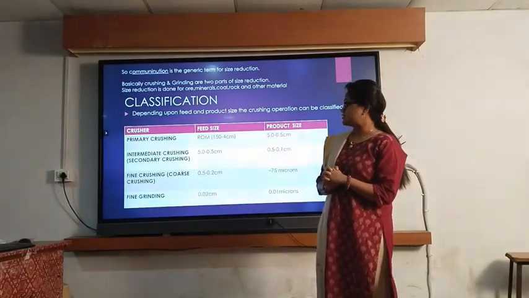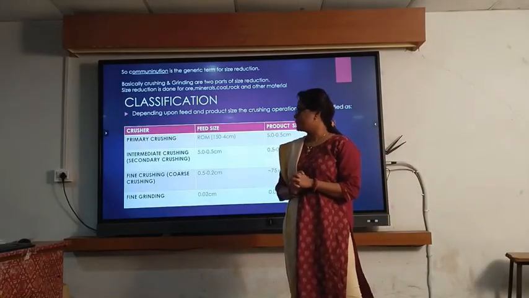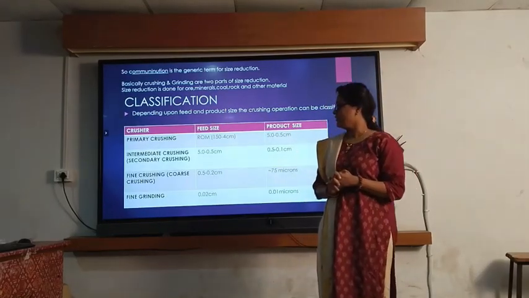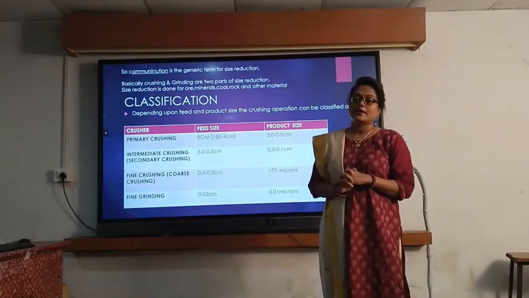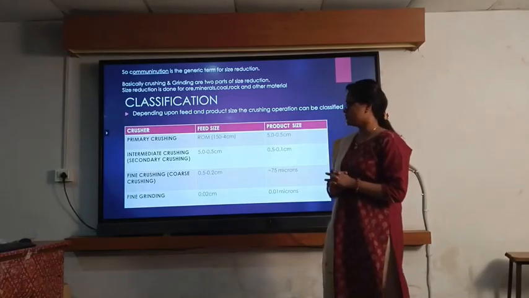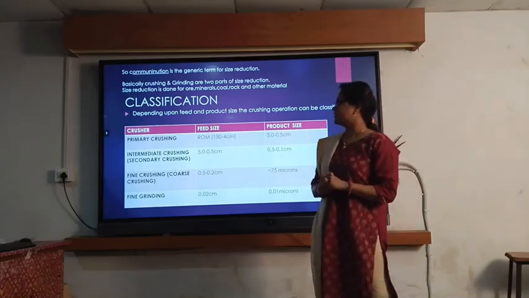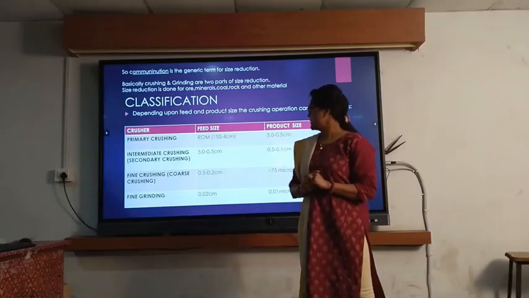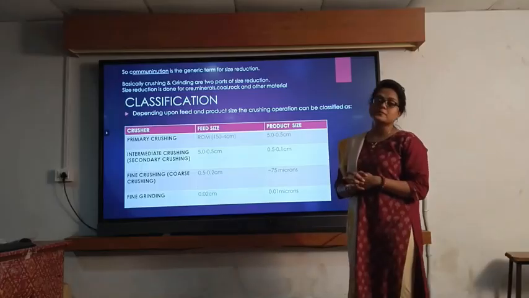Here we have classified the different crushers into four parts: primary crushing, intermediate crushing, that is secondary crushing, then coarse crushing, and fine grinding. Depending on the feed size and the product size, the crushing equipment are divided into the four types. For the primary crushing, the feed size, that is ROM, run-of-mine, is from 150 to 4 cm, and for the product size we will get 5 to 0.5 cm.